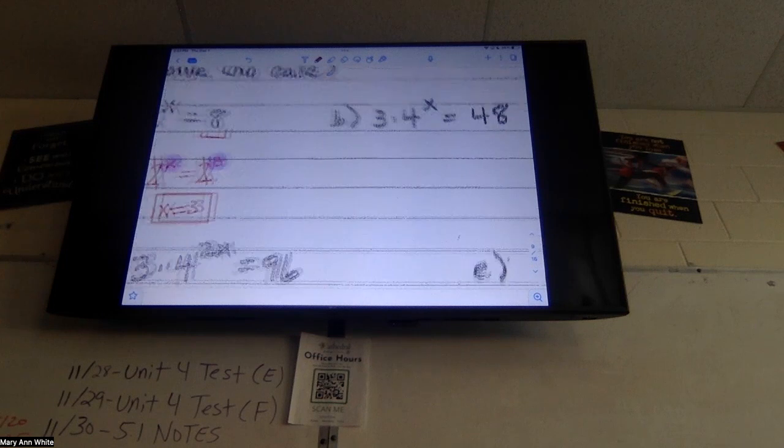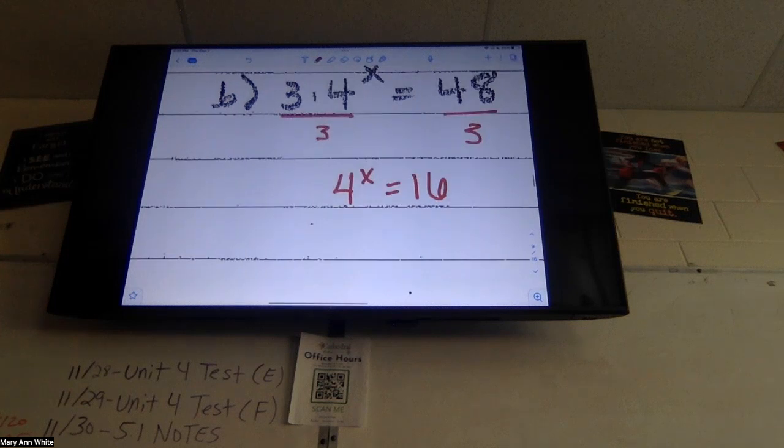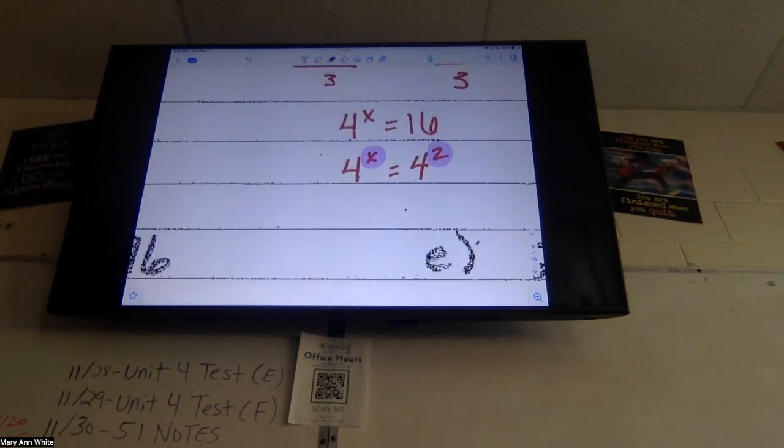All right, keep going. Let's do the next one. If I have another number there, I have to move it first. I'm going to divide by 3 on both sides. So I get 4 to the x equals 16. All right, can you rewrite 16 as 4 to some power? Good, 4 to the second, good. Again, since the bases are the same, they're going to cancel out. So I'm going to be able to say x equals 2.